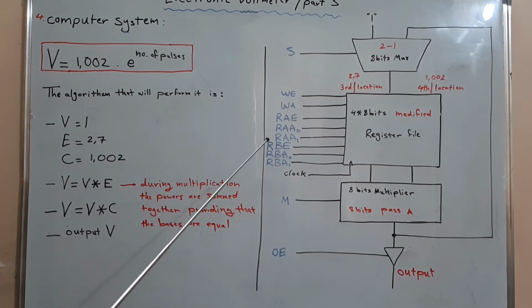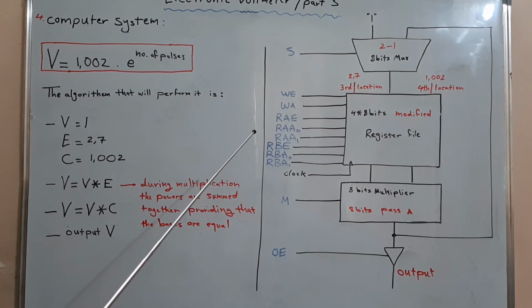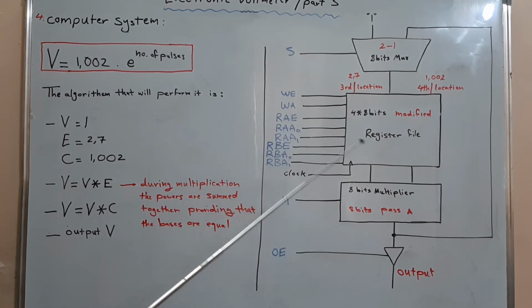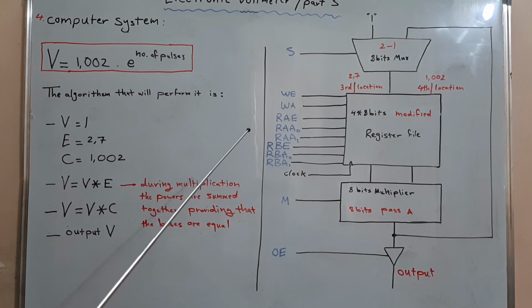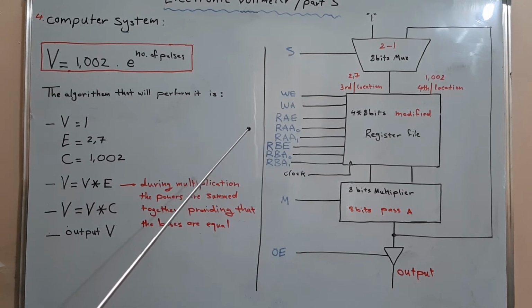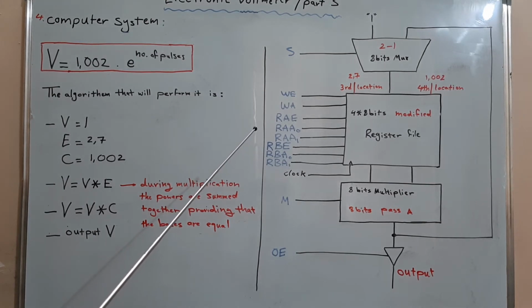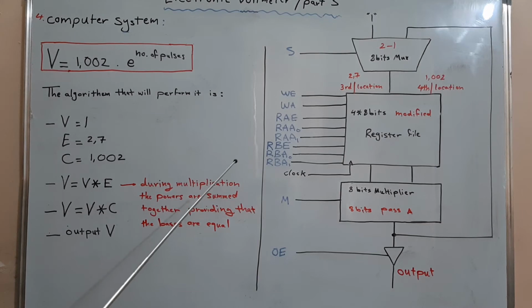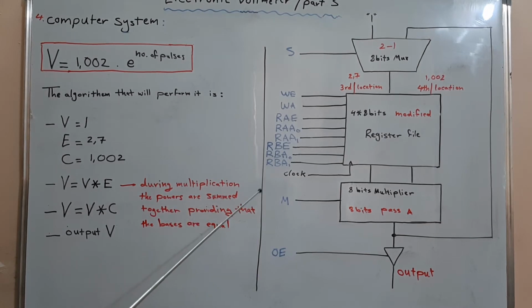RAE and RBE is to enable the decoders of reading through port A and B respectively. RAA0 and 1 are required to read a value in one of the 4 locations of the register file and pass it through port A, and that's similar to RBA0 and RBA1. M is to choose either the multiplication or pass A, and OE is to enable the output from our data path.